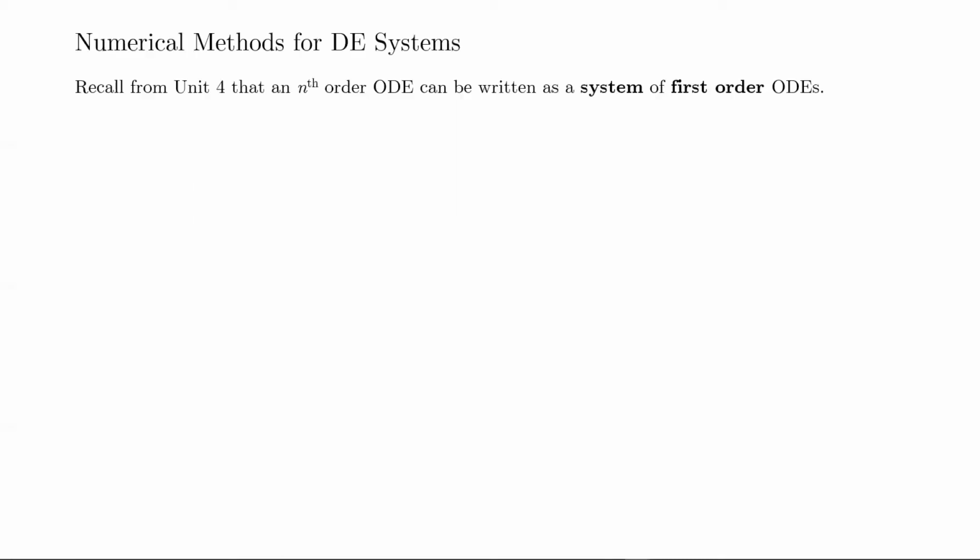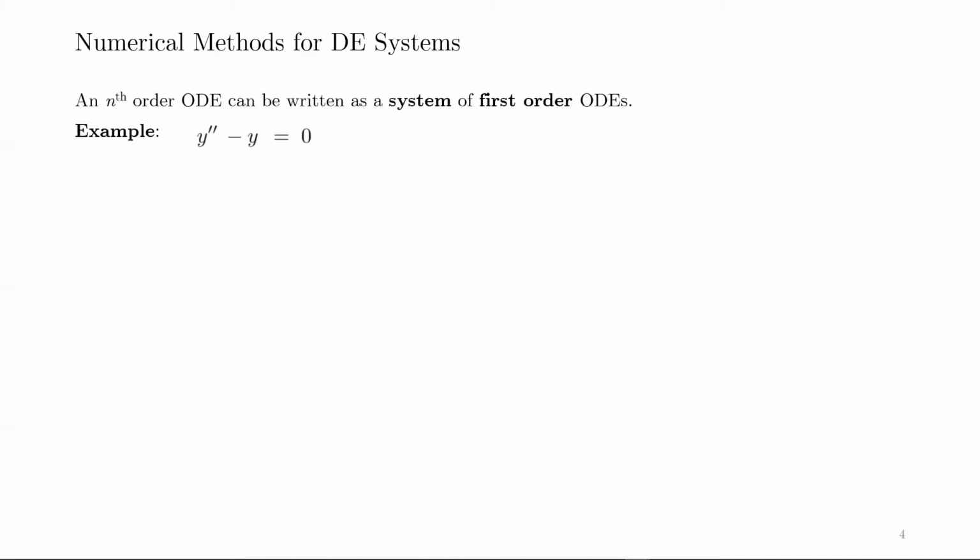Just by way of revision, recall from Unit 4 that an nth order ODE can be written as a system of first order ODEs. If we're given this single scalar ODE, y double prime minus y equals 0, we can convert that into a system of first order linear ODEs. This is all revision. For the second order ODE above, we're going to introduce a new variable x1, and the definition of x1 is that x1 is equal to y prime, the derivative of y.